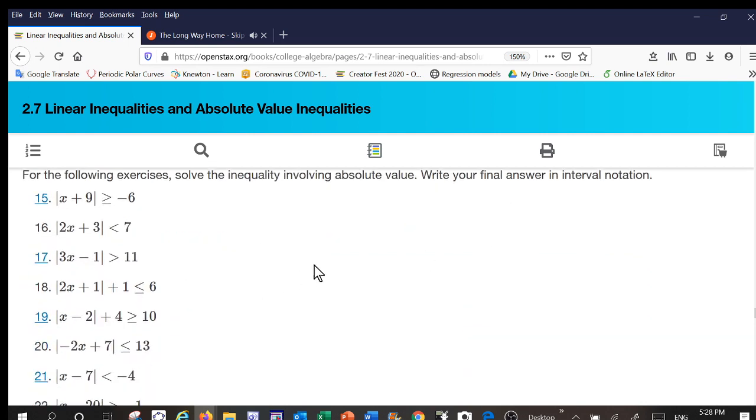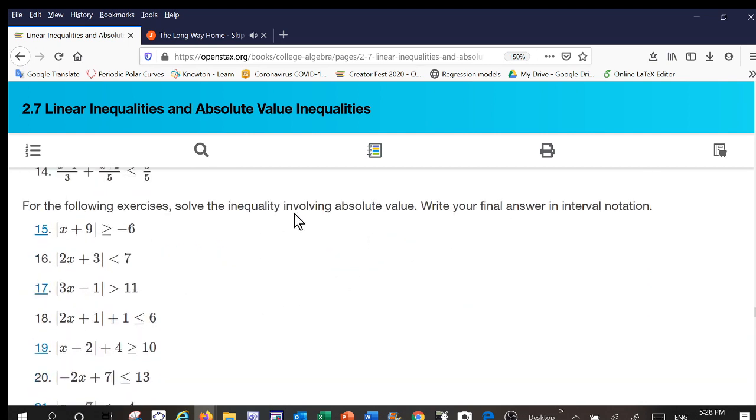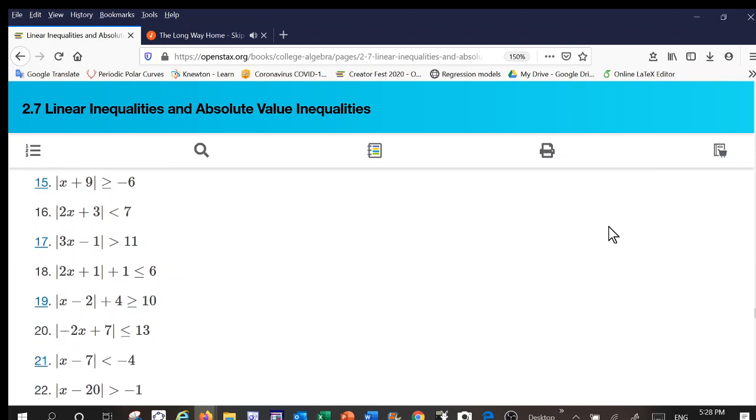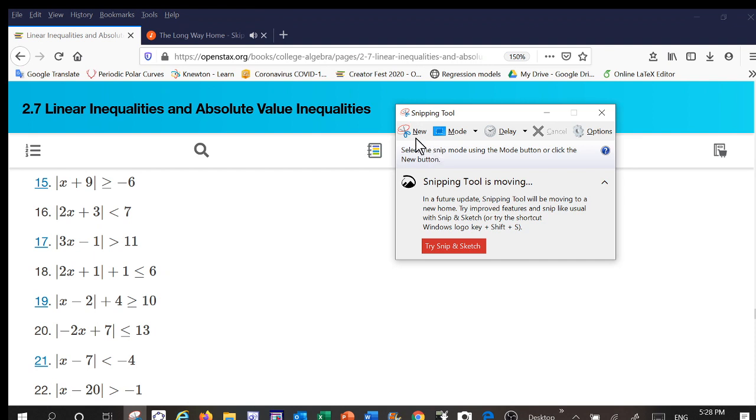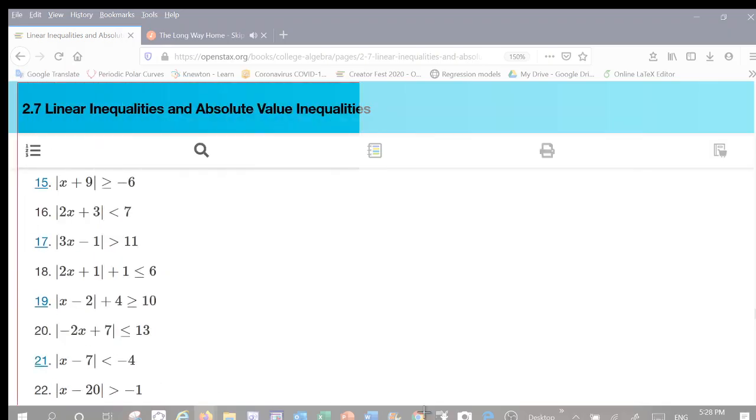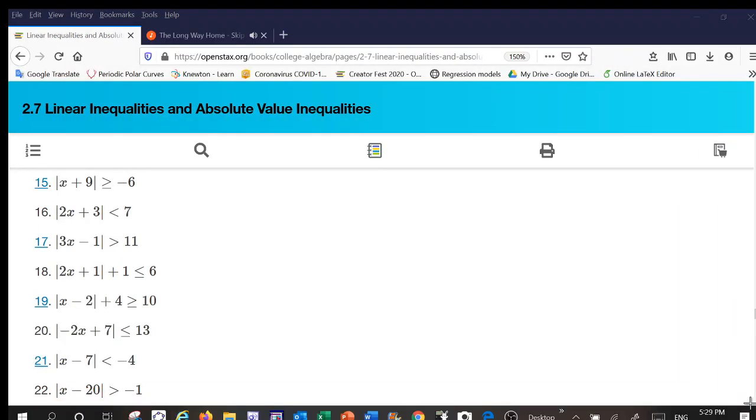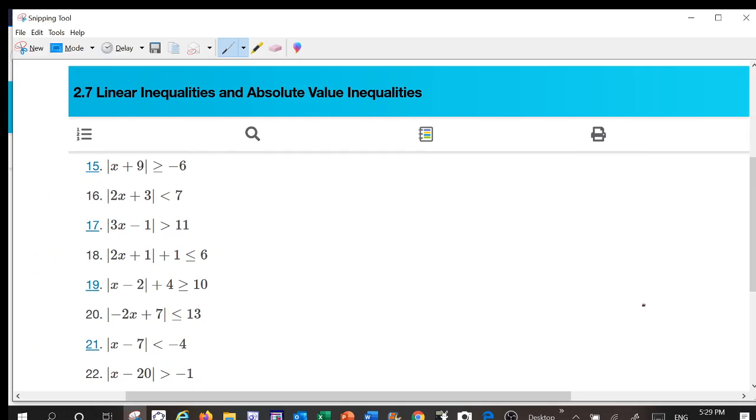Let's do a few of this section. It says, for the following, solve the inequality involving absolute value. Write your answer in interval notation. Alright, so let's do number 16 first and think about what else we can do. Now before we do that, let's talk about absolute value inequality. I think we did it in the previous video, but let me go over it one more time.